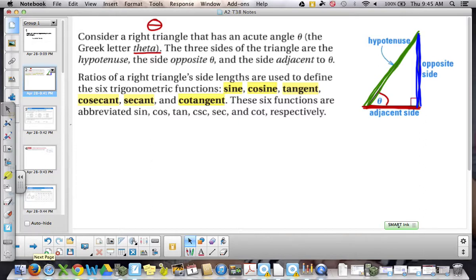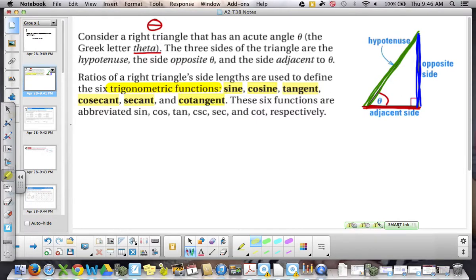All right, so if you look at all of the different possible ratios of those three sides, and again, a ratio just means a fraction, right? So if we take hypotenuse over opposite, opposite over adjacent, adjacent over opposite, adjacent over hypotenuse, all of the different combinations of ratios of those three sides, those create the 6 trigonometric functions.